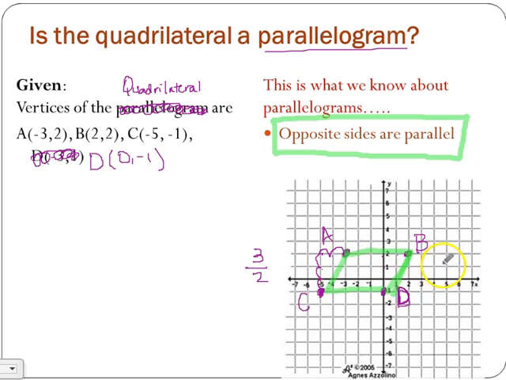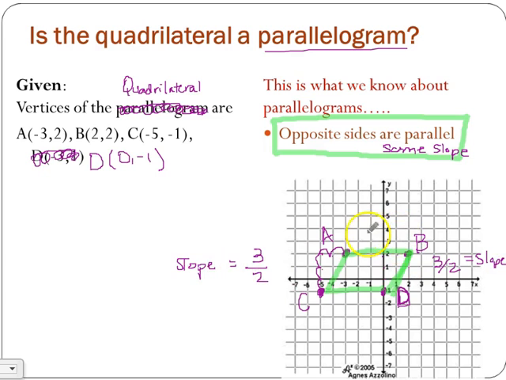Now the side opposite to it should have the same slope because remember opposite sides are parallel, which means opposite sides will have the same slope because we know parallel lines have the same slope. So now let's look at the opposite side from D to B. We would go up 1, 2, 3 and to the right 2. So we have the same slope of 3/2. So that's good.